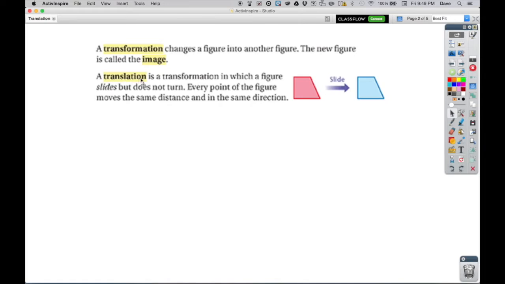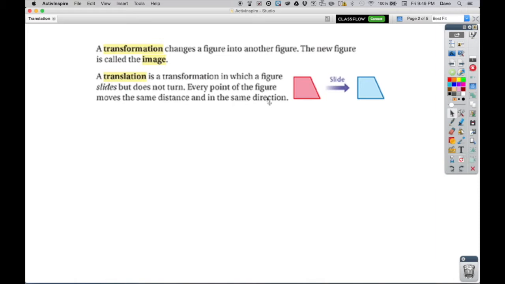So a translation is a transformation in which a figure slides but doesn't turn. So notice that the only thing that has changed is the position. The orientation of the shape is the same, the size is the same. It's basically a congruent shape.